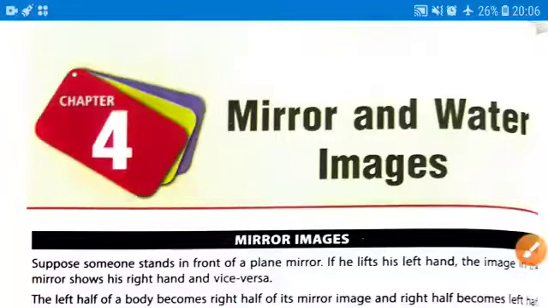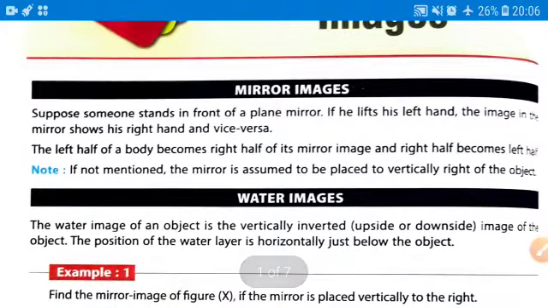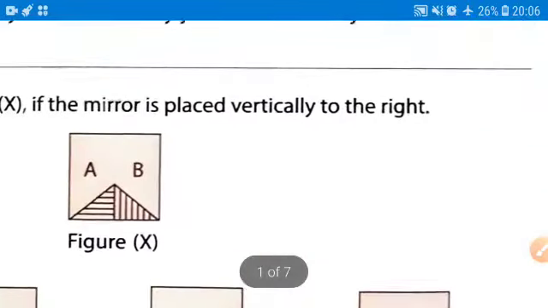Hello students, welcome to our next chapter, that is chapter number 4, mirror and water images. In this chapter we will learn about mirror and water images and how they form from different shapes. Okay, so let's check here.